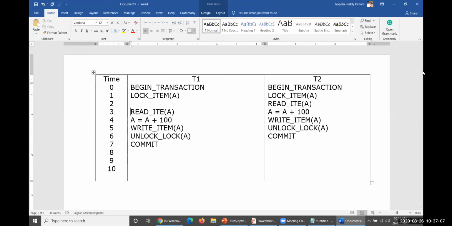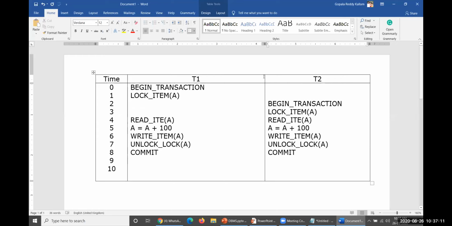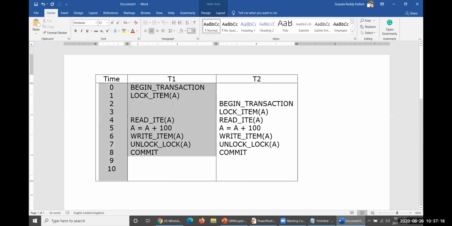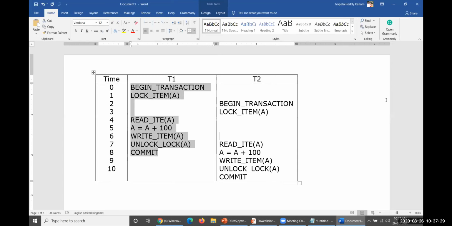I hope you understand how things are happening here. Look very closely. After time unit number 2, transaction T2 has started its work. Begin and lock item have been issued. At this moment, since the lock on A has already been taken by transaction T1, transaction T2 will be put into waiting state, because this particular lock on A has been taken by transaction T1.